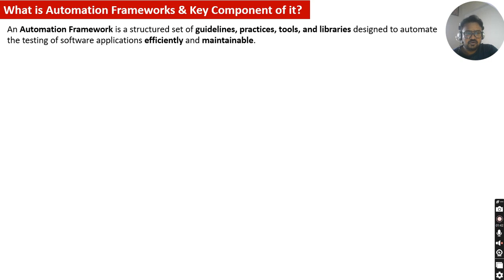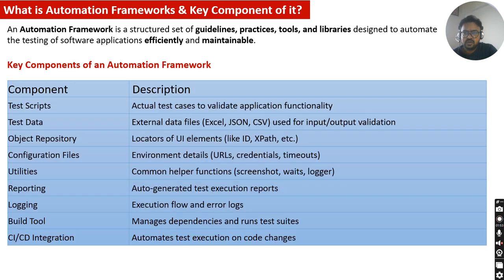To design the automation framework, we need to consider a couple of key components that should always be part of it. What are those key components? First comes your test scripts. Whatever classes you are going to create, it could be a Python class, Java class or JavaScript related files. You should have your test script where you write your actual test case to validate the application functionality.